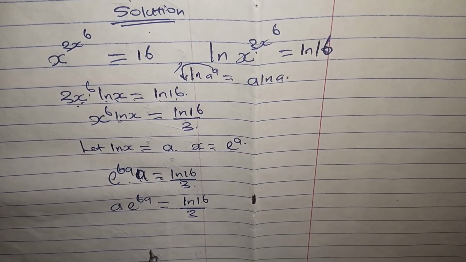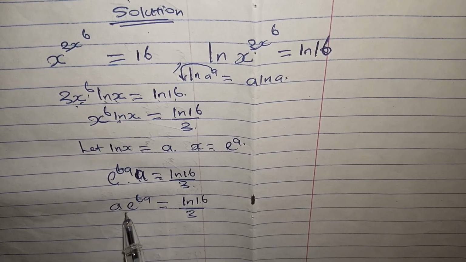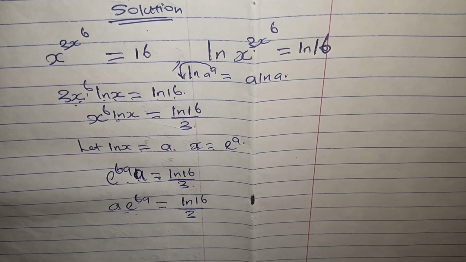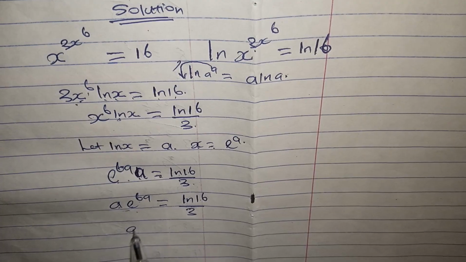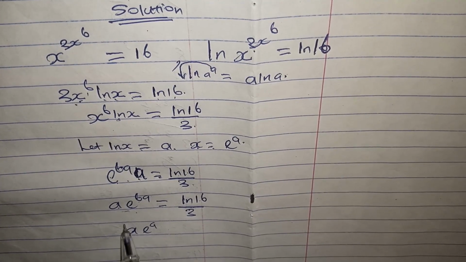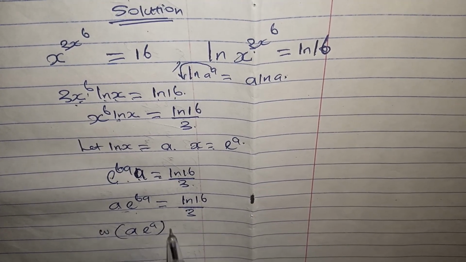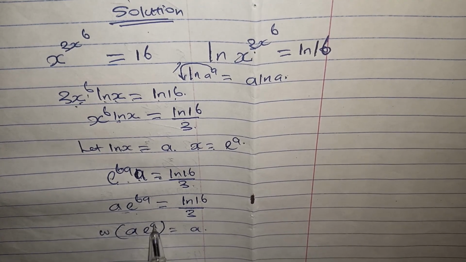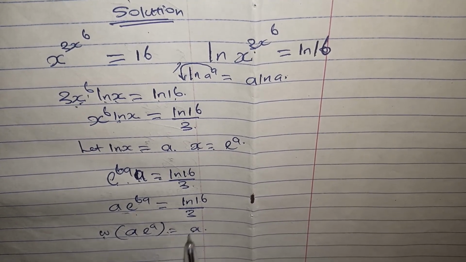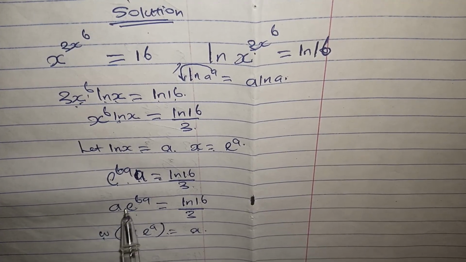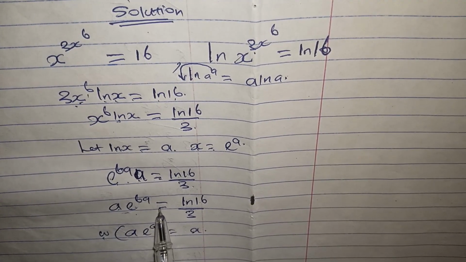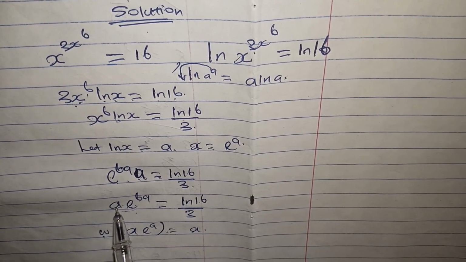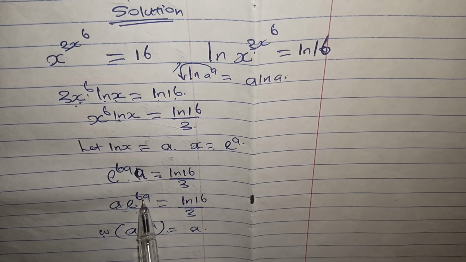I want to actually apply the Lambert W function to solve this. One of the rules for the Lambert W function is that if I'm having a exponential a, and I take the Lambert W function of it, it is equal to a. But if you look at this very well, we are having a exponential 6a. So at this juncture, we can't actually apply the Lambert W function, because here we are having a, and at the top we are having 6a.